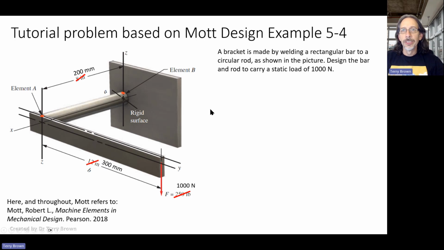So the way I'm going to do this tutorial is by making use of the problem that's in the design textbook that we have for this subject, example 5.4. You can have a look at that as I'm going through this tutorial as well. This is the problem, and in the textbook it says design this bracket, which is made by welding this rectangular bar here to the circular rod, which is then attached to some rigid surface. Design the bar to carry a static load of 1,000 newtons.